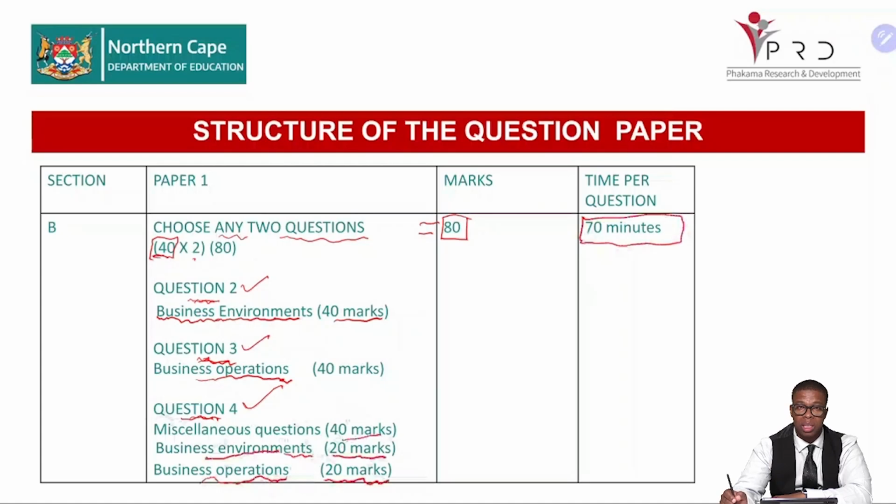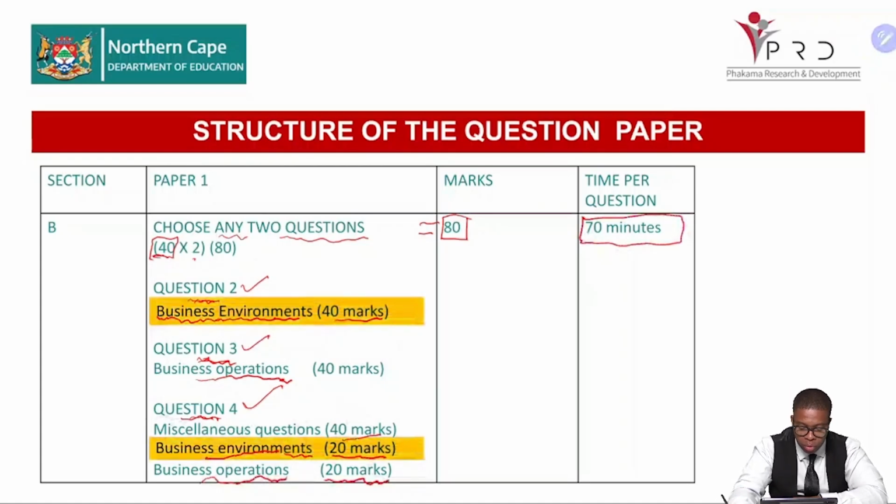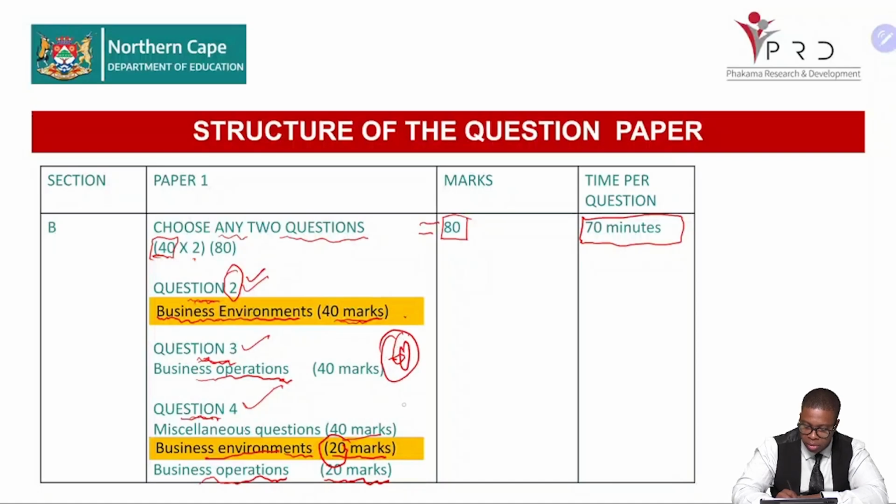And that is how you should understand the structure of your section B. Now let us move to the understanding that we should all be having now to say, if you will be doing business environment, it means business environment is going to be assessed out of 40 in question 2 and it's going to be assessed out of 20 if you choose question 4. Therefore, you already have how many marks? 60 in section B on business environment.